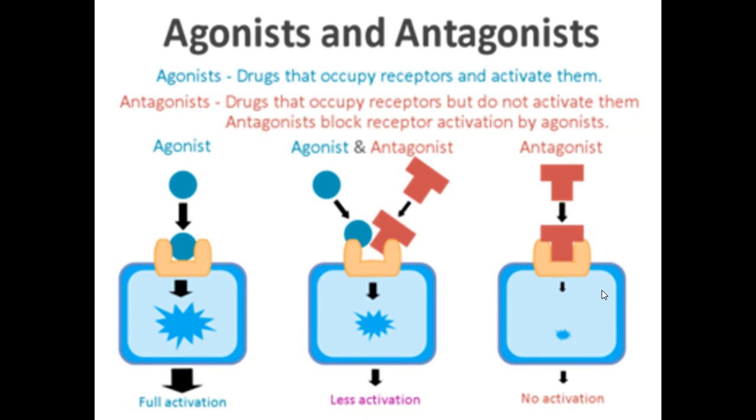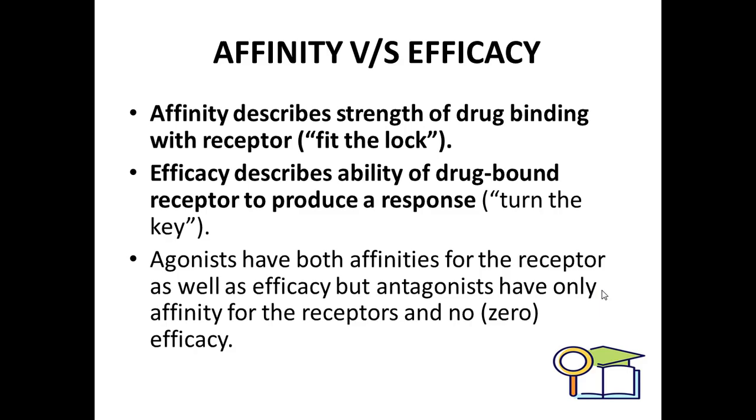In the picture, you can see the agonist binds to the receptor and does the full activation of the receptor, and this produces its action. And there are certain agonists and antagonists. When agonist and antagonist bind to the receptor together, there is less functioning or less activation. When antagonists bind to the receptor alone, no action is performed and no activation of the receptor takes place.